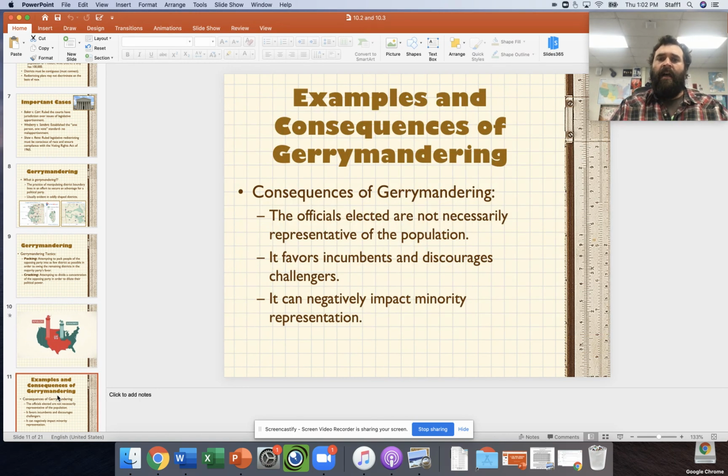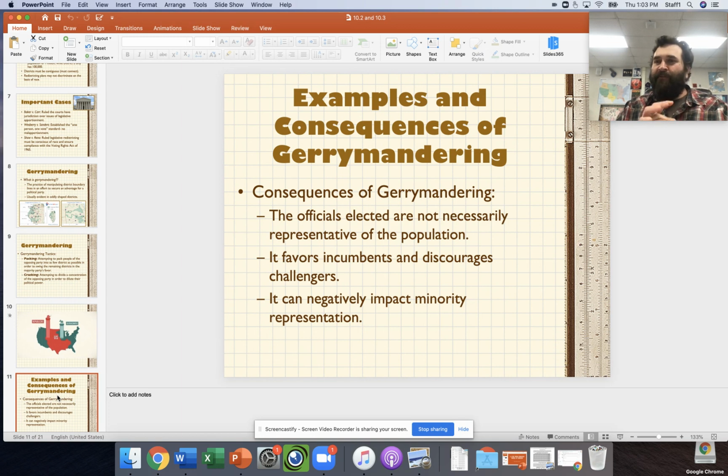Okay, so the reason why this can be an issue is because of the packing, because of the cracking. The people who are elected for office don't always represent what the actual population is. They represent some kind of sneaky way of dividing up the population. They don't represent all of the people, though. They represent these weird, oddly shaped districts.